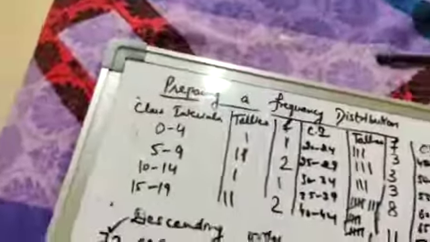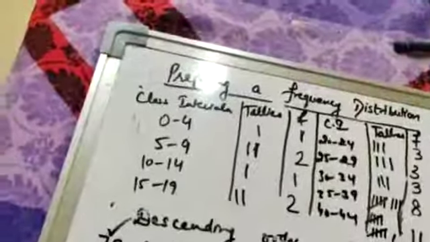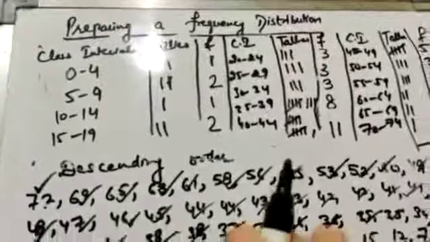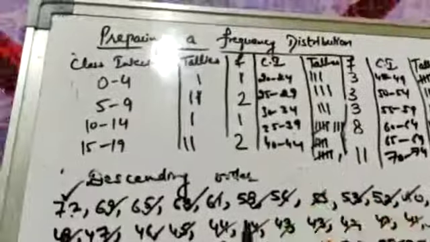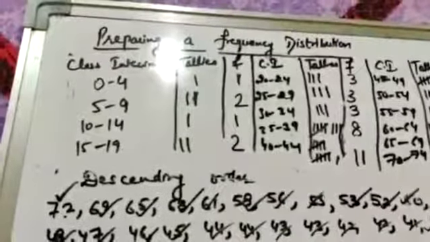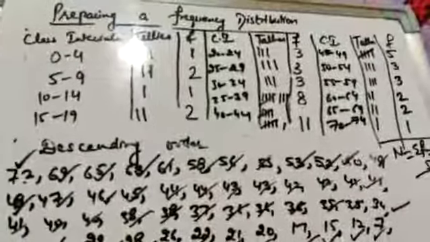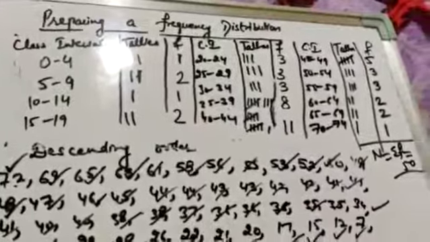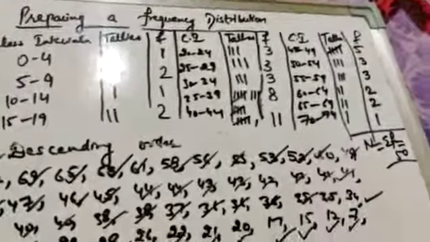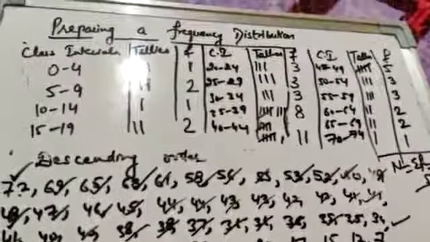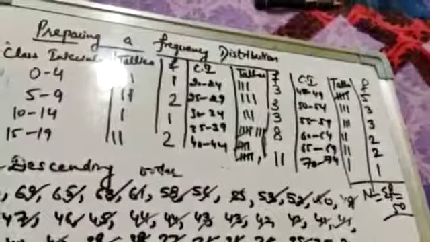So this is the total formula to prepare a frequency distribution. Whatever the statement is given, firstly we will arrange the data in ascending or descending order. After arranging the data, we will calculate range. The formula to calculate range is upper minus lower: the highest value minus the lowest or smallest value. After that we will find the number of class intervals.